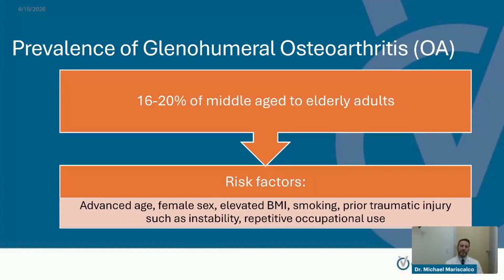So the prevalence of glenohumeral osteoarthritis, abbreviated OA, is 16 to 20% of middle-aged to elderly adults. There are multiple risk factors: advanced age, female sex, elevated BMI, smoking, prior traumatic injury, such as instability, which would be a dislocation event that typically happens earlier in one's life, and/or repetitive occupational use. So there are multiple risk factors that can predispose someone to the development of this. I think one that's not listed is genetic basis. Some of these are heritable. So next slide, please.